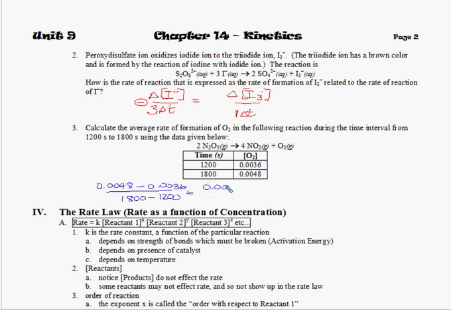So now we have 0.0012 in the numerator and 600 in the denominator. So we should have right around, I guess, 2 times 10 to the negative 6th. And then again, our unit would be molarity, and in this case our time was in seconds, so molarity per second would be our rate.